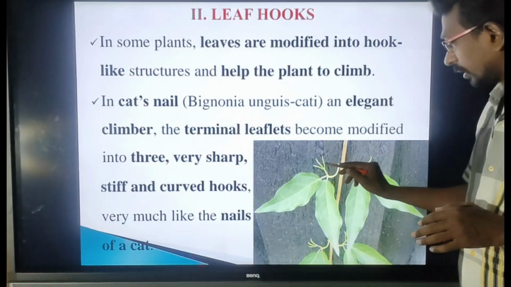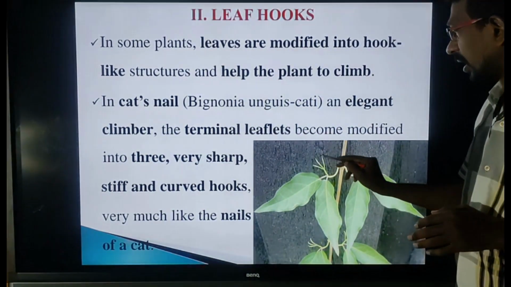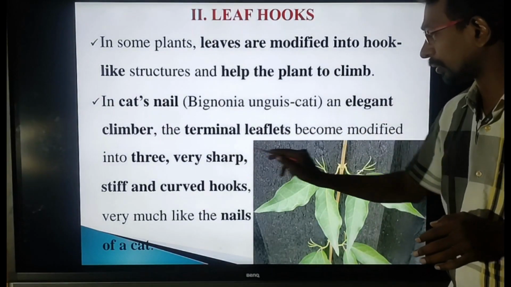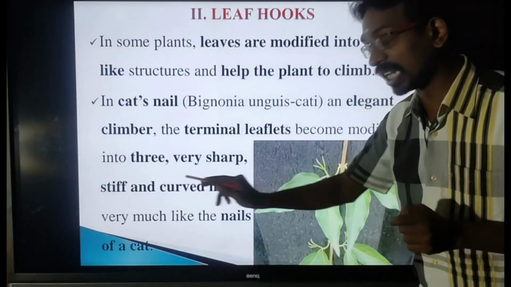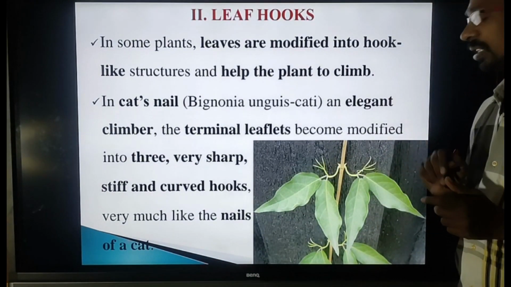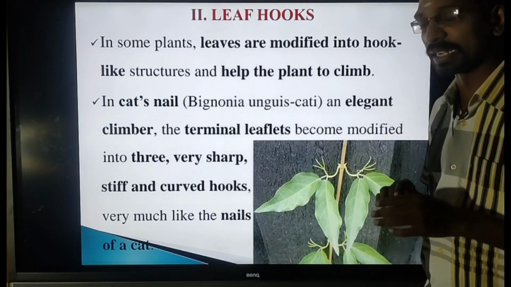So there are three. The terminal leaflet will be modified into three very short, stiff and curved hook-like structures. It's also like a cat's claw.